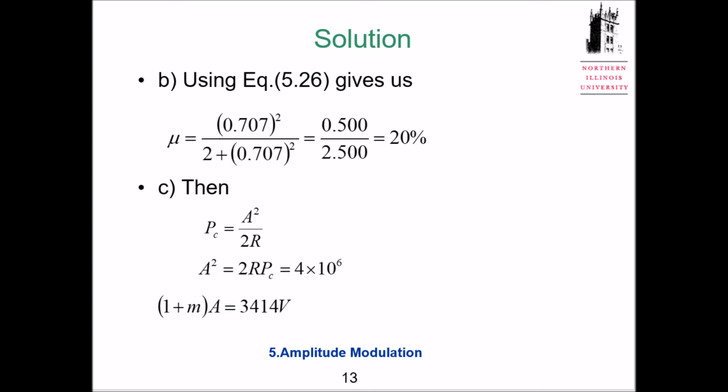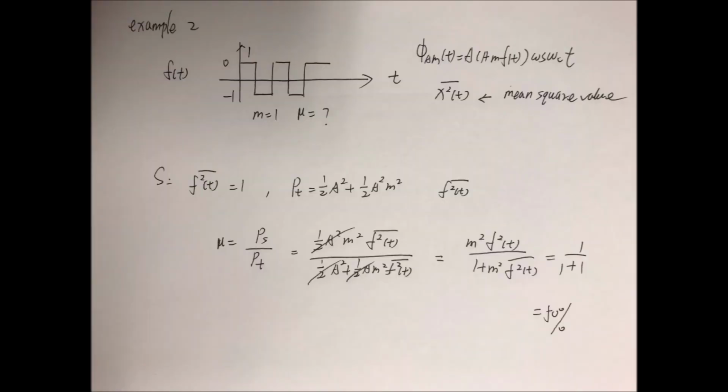Anyway, if you know A, you can find your A max and A minimum. If you know A and M, you can easily find the maximum and minimum in your signal waveform. Any other problem for this example? I'm going to show you 2 more examples.